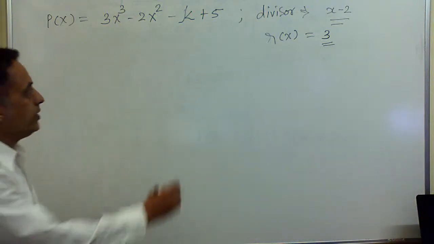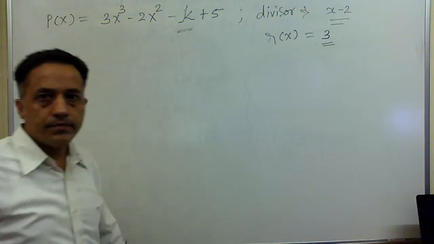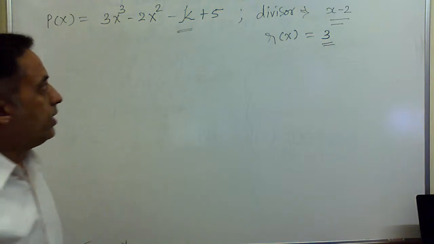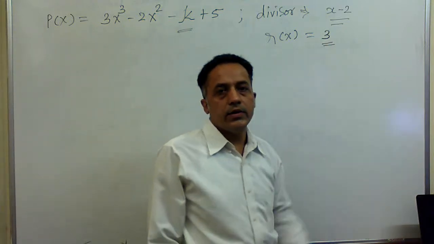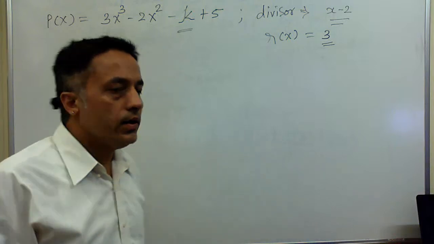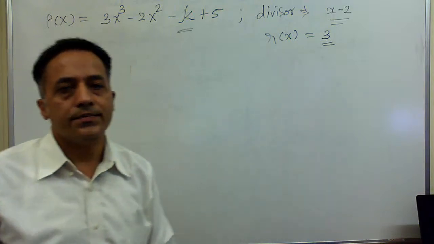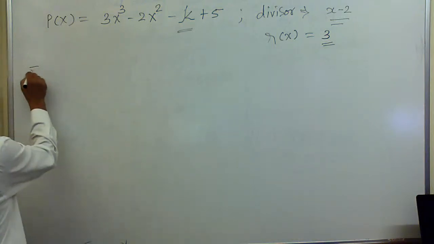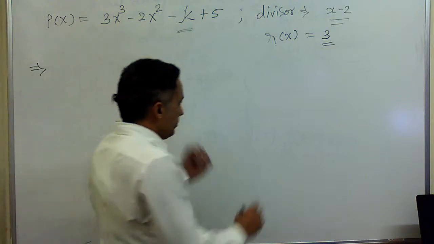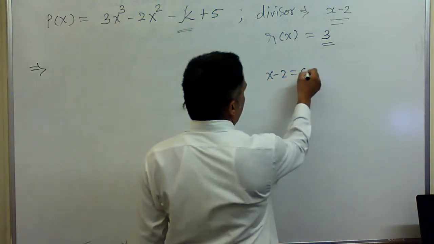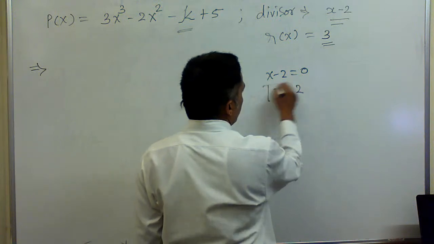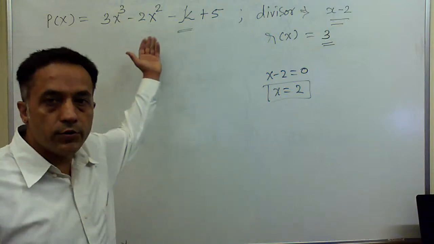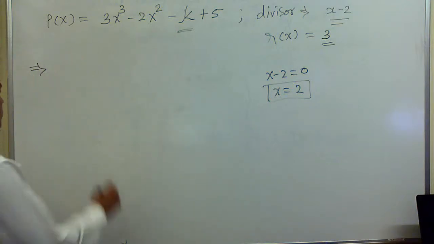Here again we have to find the unknown value, which is k. Our divisor is x minus 2 and my remainder is 3. So first of all, x minus 2 is equal to 0, so x is equal to 2. This value we will substitute over here in the given polynomial.